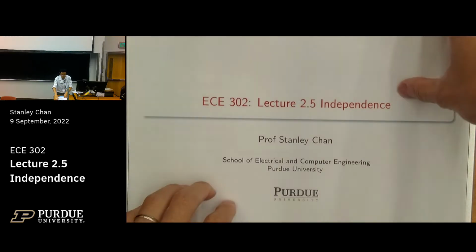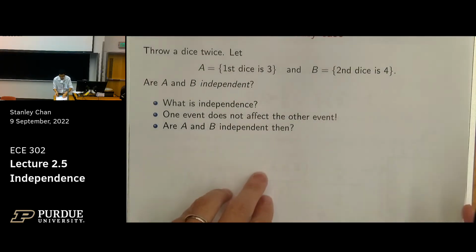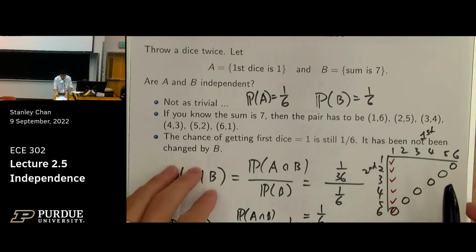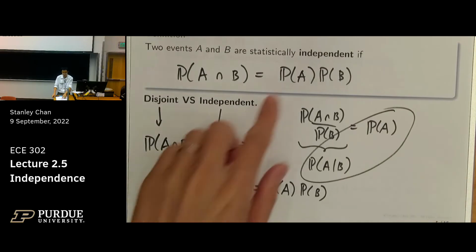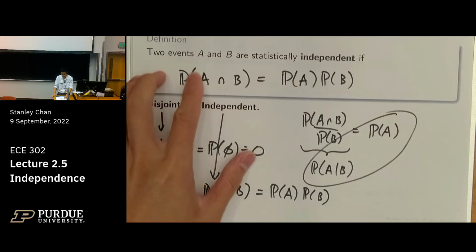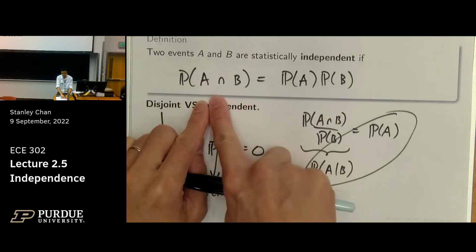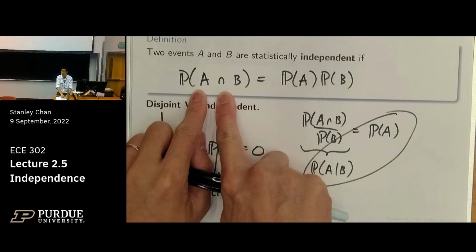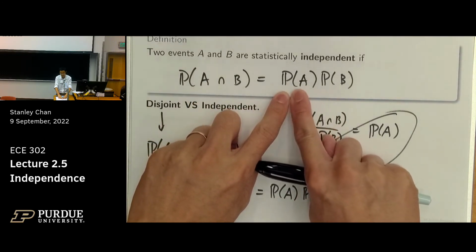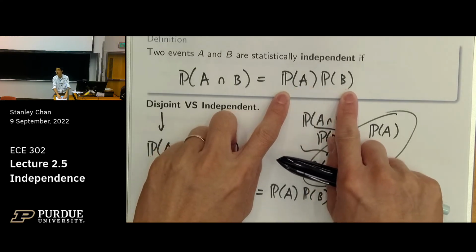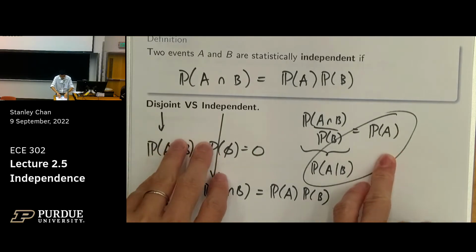So to start with, let me show you the definition again, in case you have forgotten. This is lecture 2.5, and we have gone through some of these materials. This is the definition of independence. We say that two events, A and B, are independent if this equality holds. On the left-hand side, you have a probability applied to the intersection of A and B. And on the right-hand side, you have the product of the probability of A times the probability of B. And so that is the definition of independence.